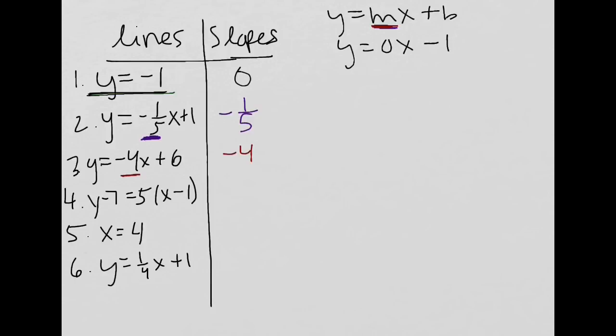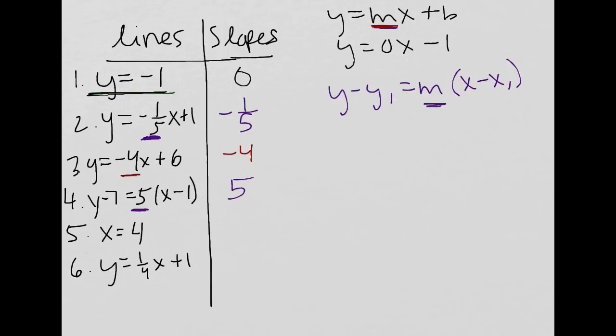This is y minus 7 equals 5 times x minus 1. This isn't in slope-intercept form, but it is in point-slope form. Remember that point slope is y minus y1 equals m times x minus x1. Okay, so we're looking for this m now, and we see that right here. Outside our parenthesis is 5.